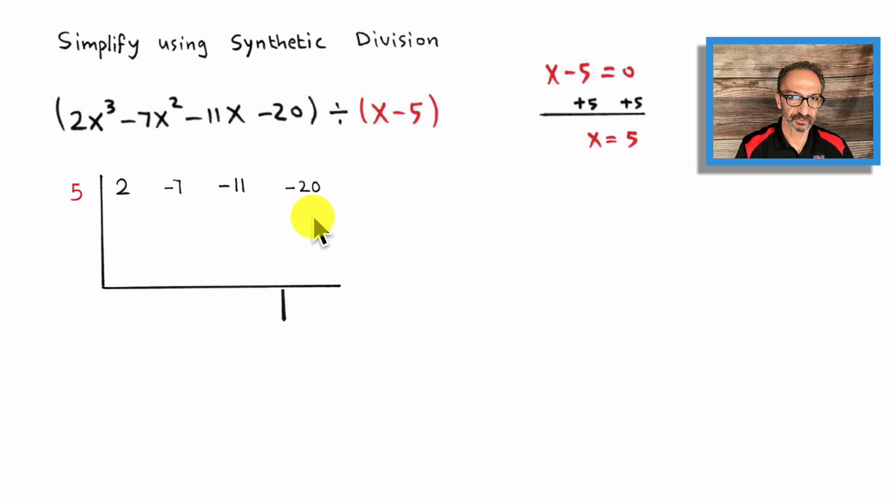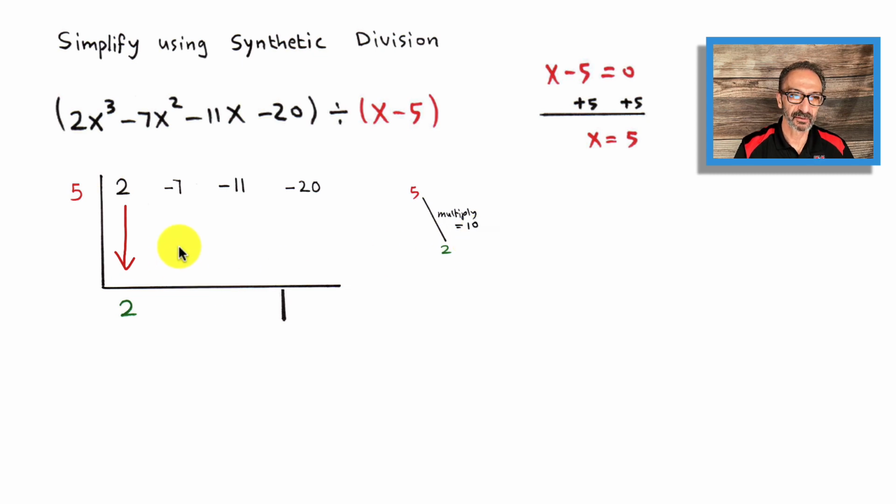What do you do next? 2 goes down. Then we multiply 2 times 5. Let's do this on the side instead of keep multiplying right here. 2 times 5. This 2 in green, this 5 in red. The answer is 10 when you multiply.